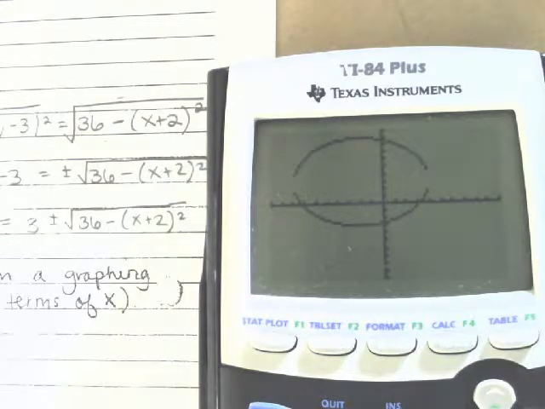Yeah, let's talk about that. First of all, well, what's your window? Crazy? Yeah. If your window's crazy, it's probably set at whatever it was left off at from your previous use. Just hit zoom 6, and that'll put everyone on the standard negative 10 to 10, negative 10 to 10.